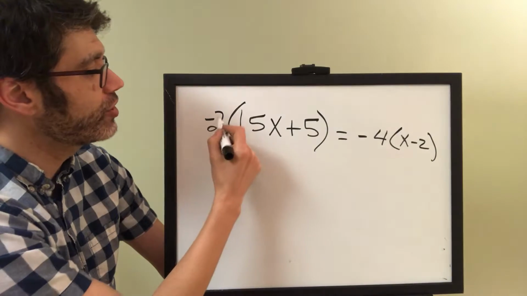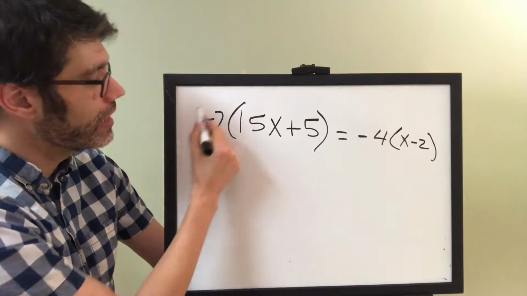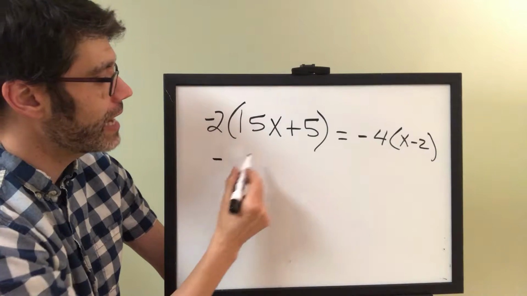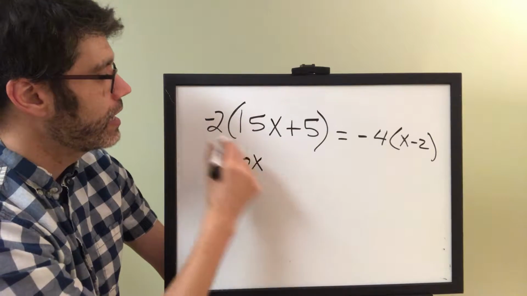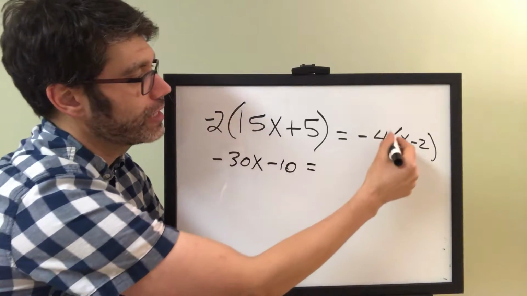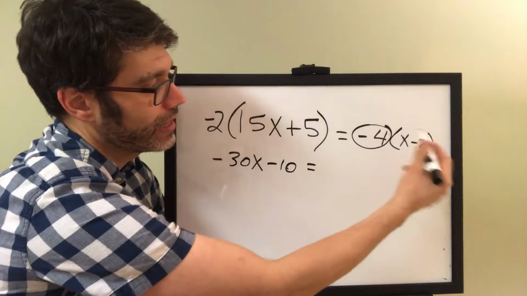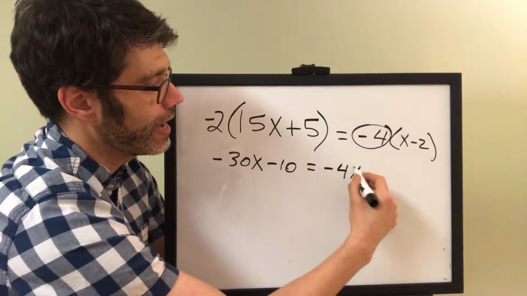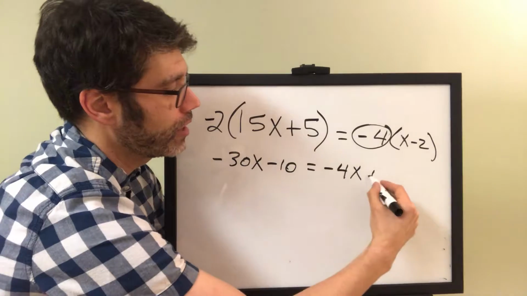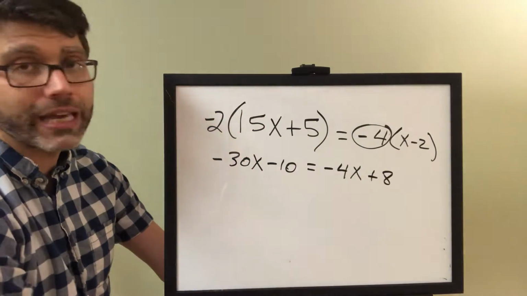So why don't we first start by distributing this -2. So that's -2 times 15x is -30x. -2 times a +5 is -10. Let's distribute this -4 over everything inside the parentheses. So it's -4x plus, because -4 times -2 is a +8. Now let's combine like terms.